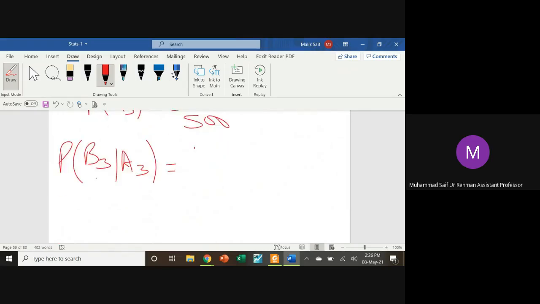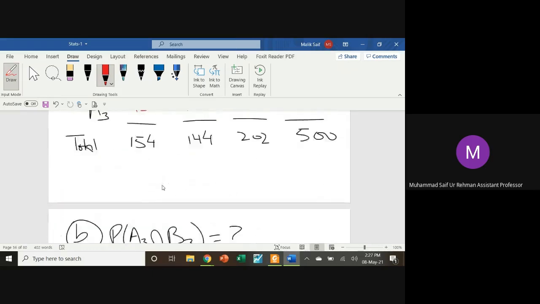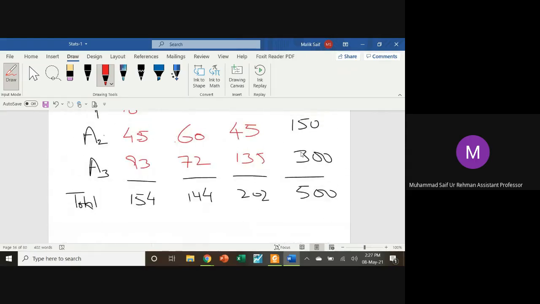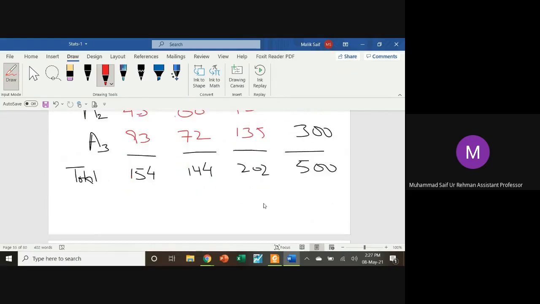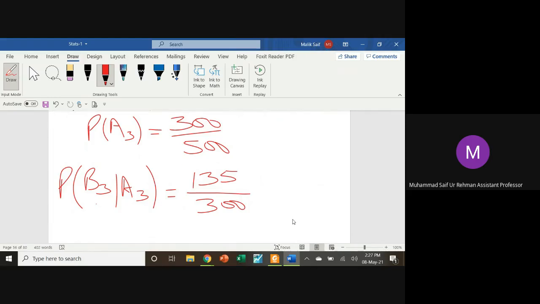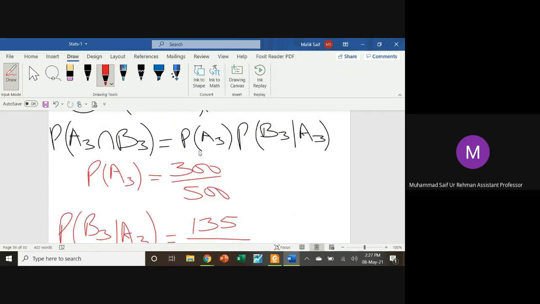You will write down over here 135, and A3 is there. Given A3, so the sum for A3 values you have to write down in the denominator. What is the sum for A3? 300. So write down over here 300. Understand? If B3 was there, then you would add the values in the B3 column, 202. But in this case, given A3, you write down the sum for A3, that is 300.